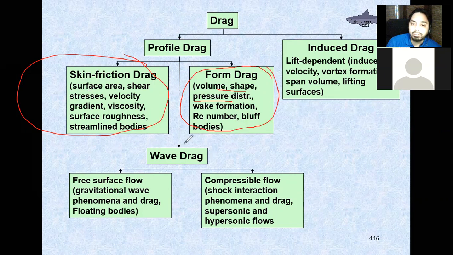There is also another one, wave drag, which in our case is not really discussed. It is because of the compressible flow phenomena, which happens for air when you have a high velocity.